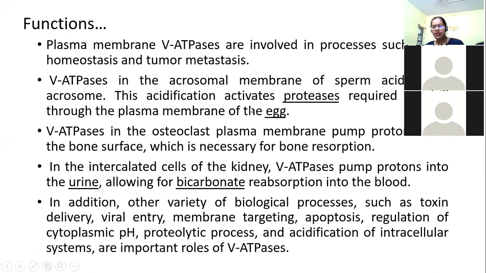Now, this is important to remember. Plasma membrane V ATPases are involved in processes such as pH homeostasis and tumor metastasis. pH homeostasis, as we already discussed, is just to maintain pH. In the case of tumor metastasis, why is it important? Because if in future you want to target any kind of cancer, you need to know all the enzymes or pumps which are responsible for helping your tumor to grow.